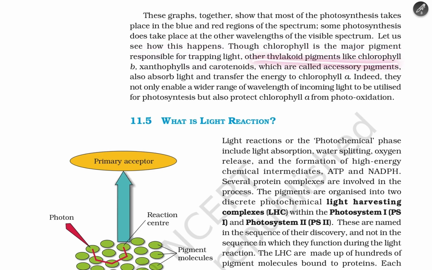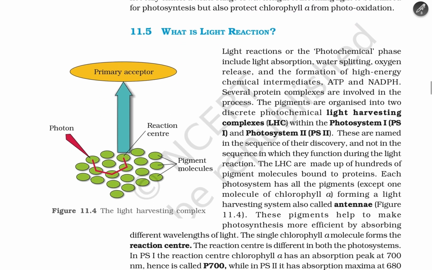Other thylakoid pigments like chlorophyll b, xanthophylls and carotenoids, which are called accessory pigments, also absorb light and transfer the energy to chlorophyll a. Indeed, they not only enable a wider range of wavelengths of incoming light to be utilized for photosynthesis, but also protect chlorophyll a from photo-oxidation.